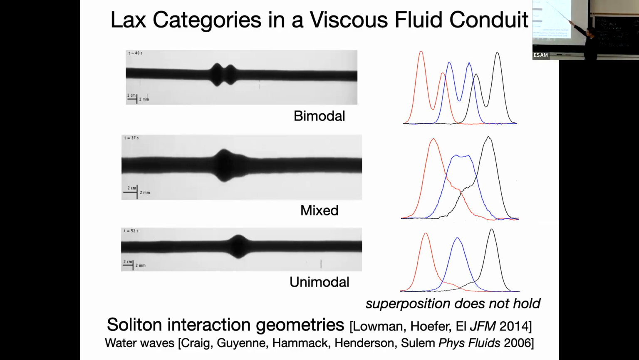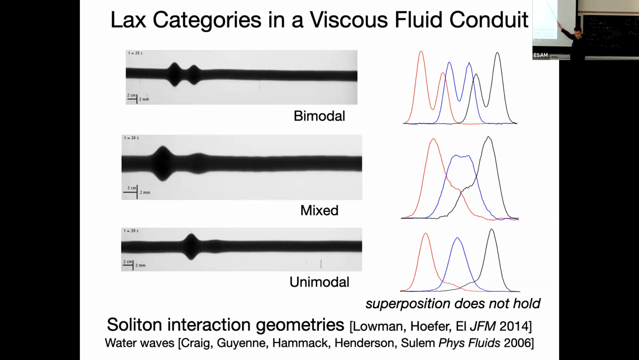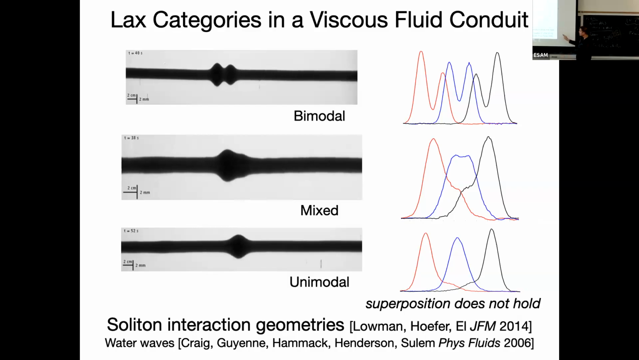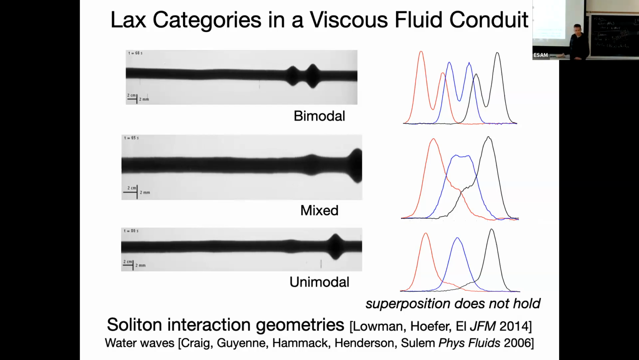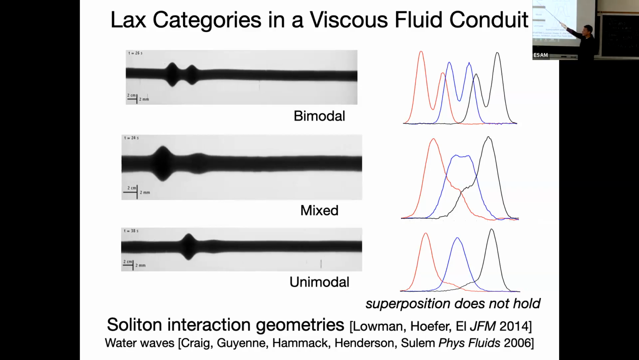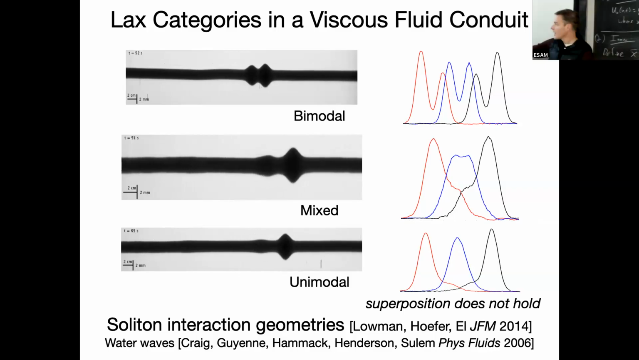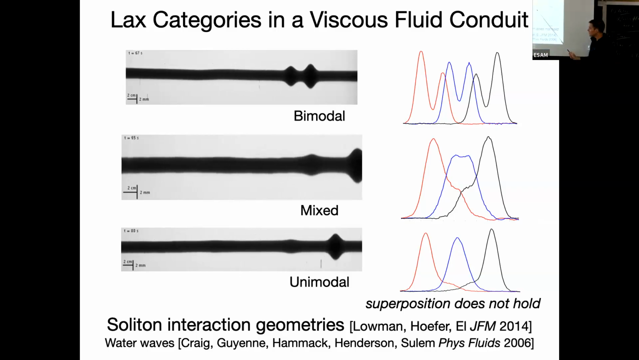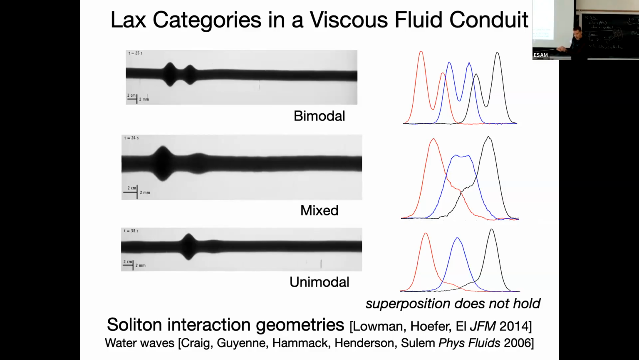So on the left, I'm showing 3 different geometries of interaction. And on the right, I'm showing in red just before they interact or right when they're about to. Blue is the peak of interaction and black is just after. So you can see the 3 different scenarios here. And the first and last are the simplest, easiest to explain. Bimodal just means we have 2 local maxima for all time throughout the interaction. Unimodal, it's 2 local maxima except at the peak of interaction, right? And then mixed is where you kind of have a mixture of both.